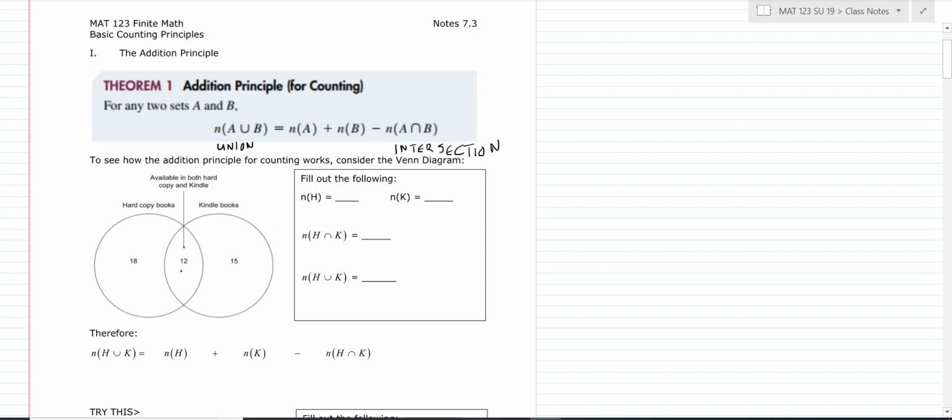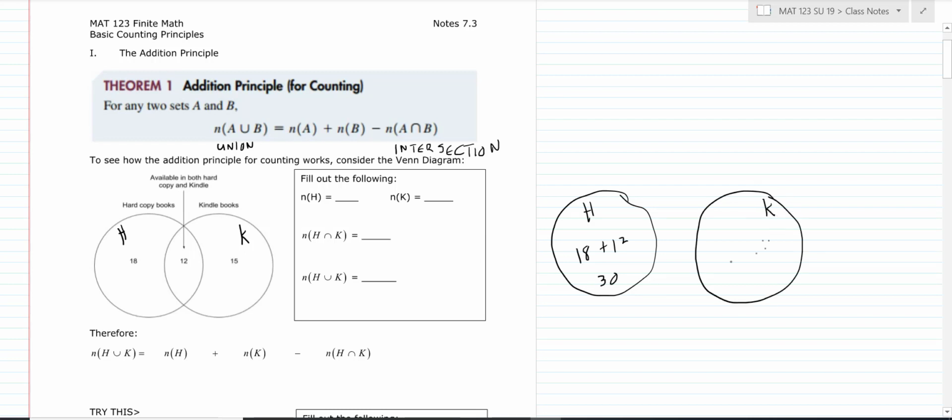So the first thing you've got to understand is that this first set, I'm going to call this H for hard copy and this K for Kindle. Well, that set H contains 18 plus 12, so it has 30 in that set. And then this other set, the Kindle books, it's 12 plus 15, so that is going to end up being 27. So when you read a Venn diagram, you've got to understand that 18 is not the whole set. It's this little slice right there.